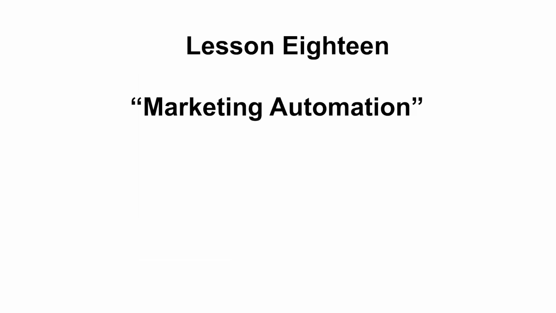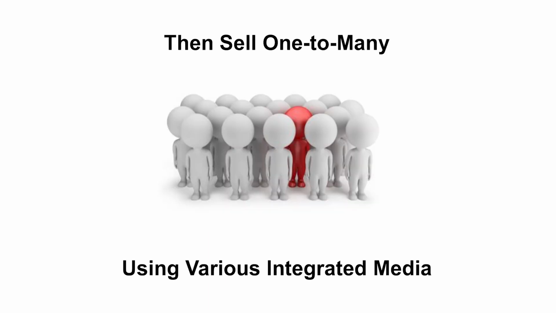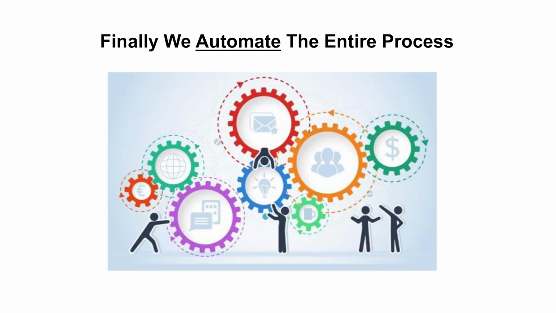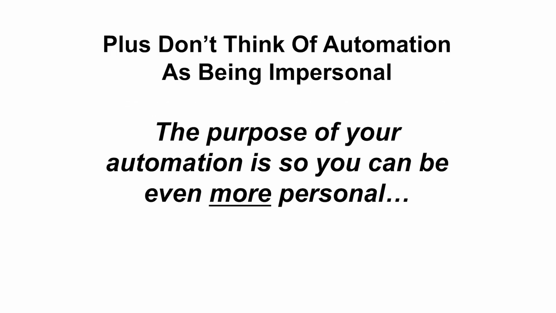Lesson 18 was marketing automation, where it's important first to sell one-to-one in person or on the phone, then you sell to many using various integrated media, and only then do we finally automate the entire process. But the word of warning was, if you've got bad or unclear strategy to begin with, it will only make things worse. So make sure that you get your strategy in place first. And never think of automation as being impersonal, because we're actually trying to make it more personal.